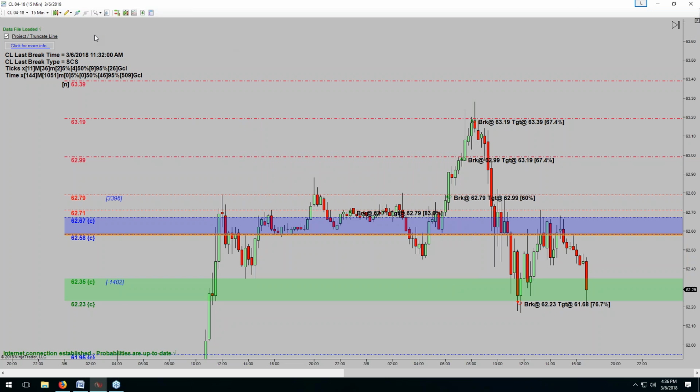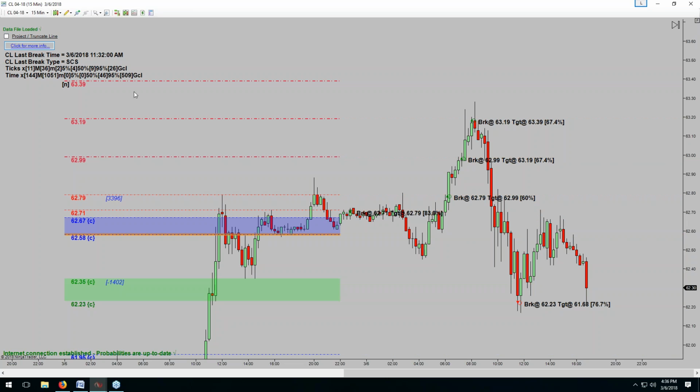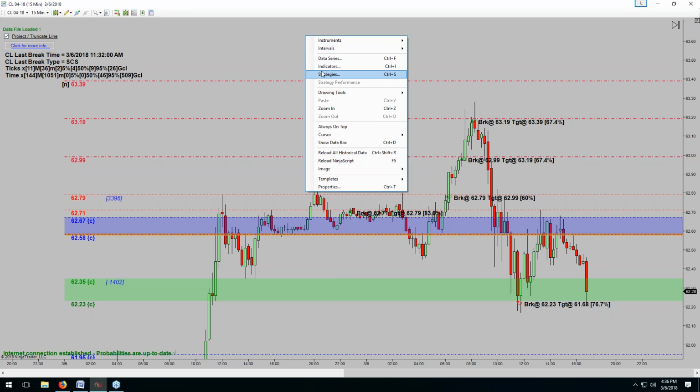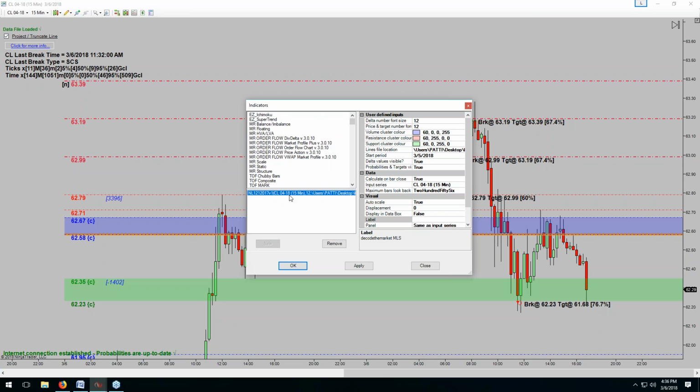And then you'll notice here, I put a little check mark in here, and it will truncate the lines, so it will extend the lines out. If you did have this on multiple days, whichever one is listed as the very first here would be the ones that you could extend.